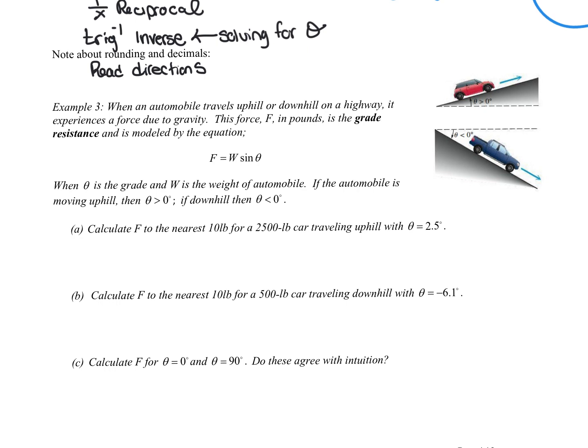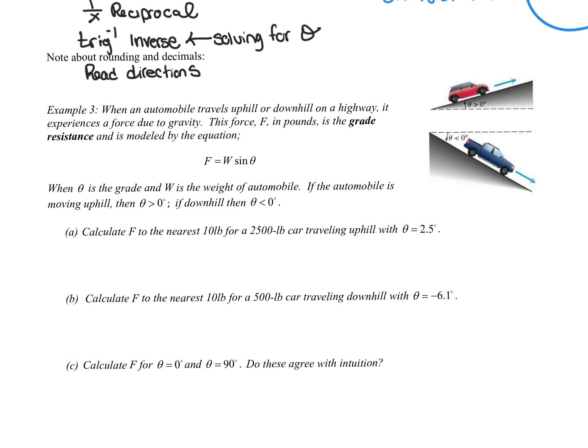So when you go down the hill, the earth is pulling on the car more, so it accelerates. But when you're trying to go up, there's more resistance, and it's harder for the car to go up the hill. You need more acceleration. When theta is the grade and W is the weight of the automobile, if the automobile is moving uphill, then theta is greater than 0. If the automobile is going downhill, it's less than 0, because we measure everything from this positive x right here. So going this way is a positive theta, and going this way is a negative theta.